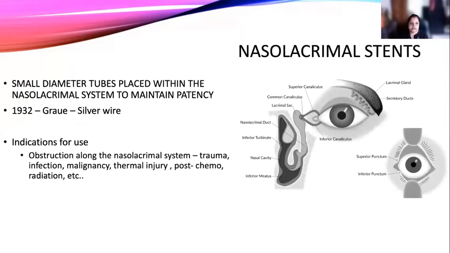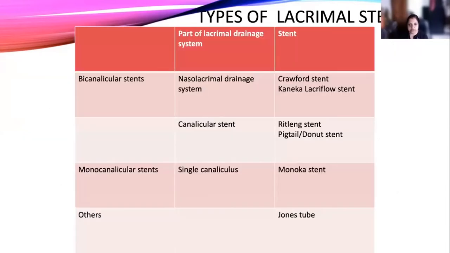In the nasolacrimal system, these are small diameter tubes which are placed to maintain the patency. Initially, a silver wire was placed first in 1932, following which various implants have been used like silk, nylon, polyethylene, etc. Mainly, it is indicated following trauma, infection, malignancy, thermal injury, post-chemo or post-radiation.